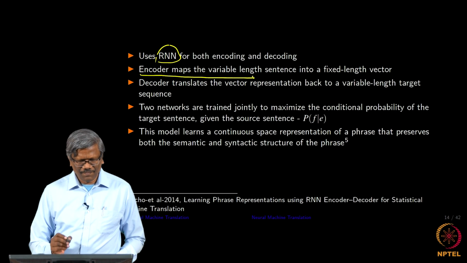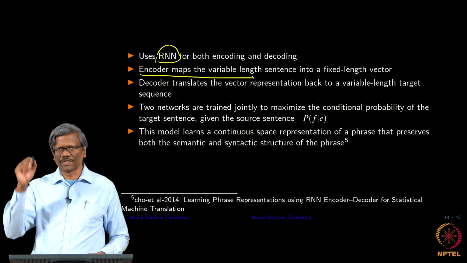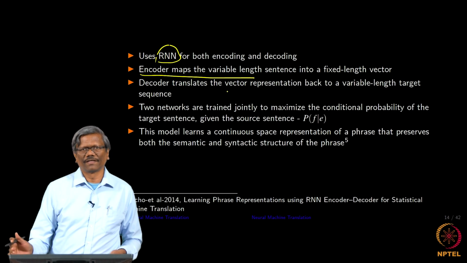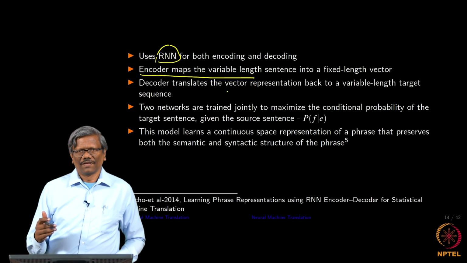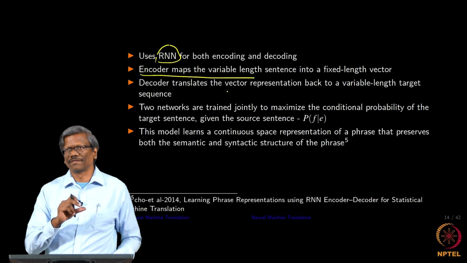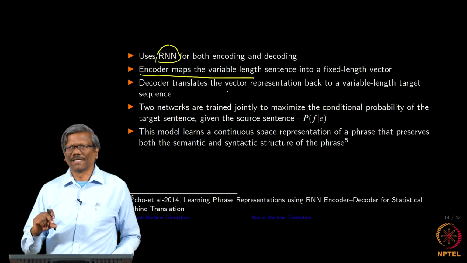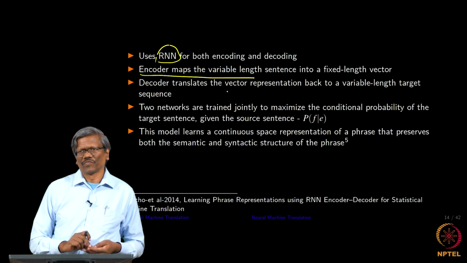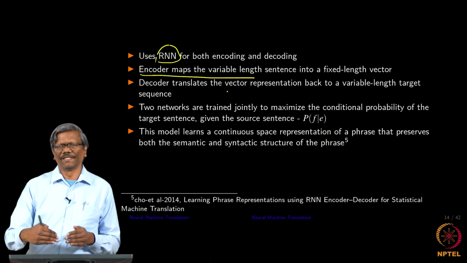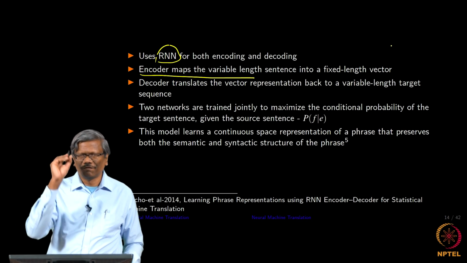the encoder maps the variable length sentence into a fixed length vector. As I mentioned, the output is going to be a fixed sized vector. The decoder translates the vector representation back to a variable length target sequence. Again, when the decoder receives the context vector value, it takes that as the first input along with the hidden values that it has, and then it starts providing the first word.